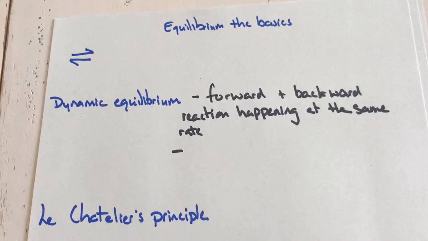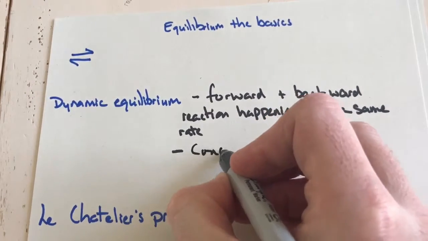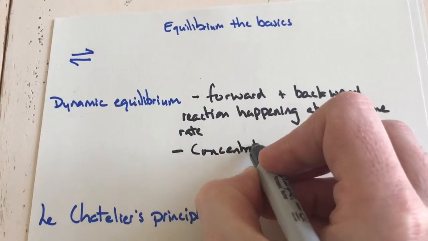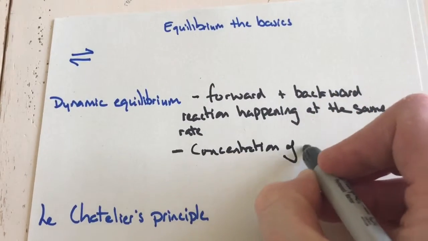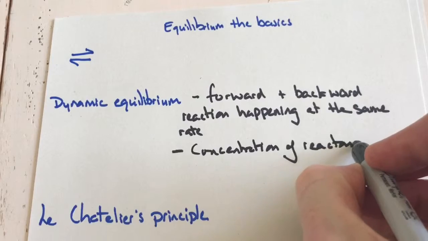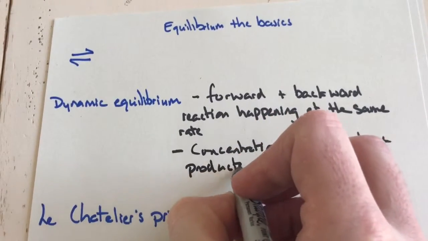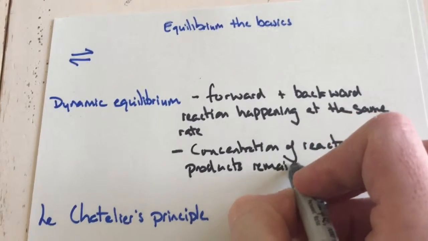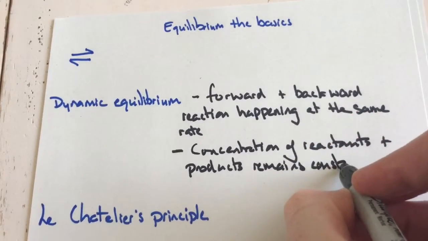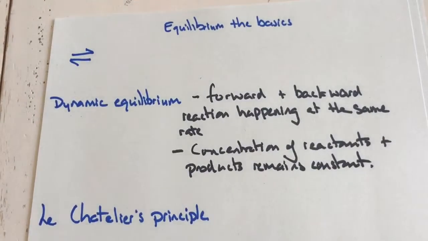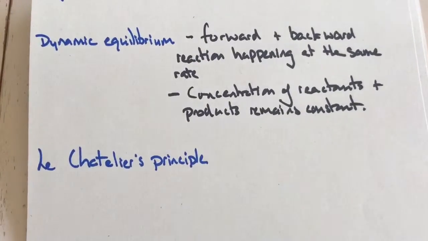Once that dynamic equilibrium has been established, the concentration of the reactants and products will remain the same. So that also defines a dynamic equilibrium. Reactions are going forward and back at the same rate, but also we get a point where the concentration of the reactants and products remains constant.